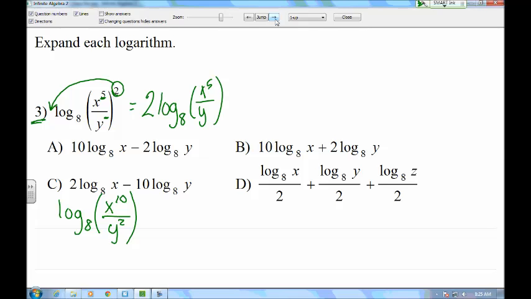Okay, you should be writing down every step. Okay? Now the exponent is gone. What do we do to expand?